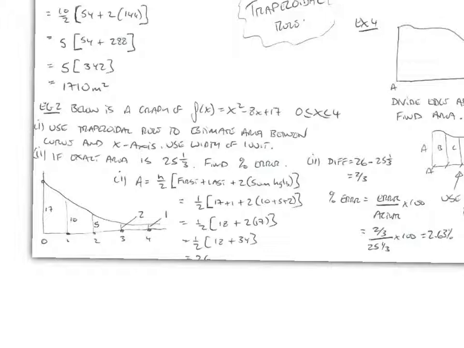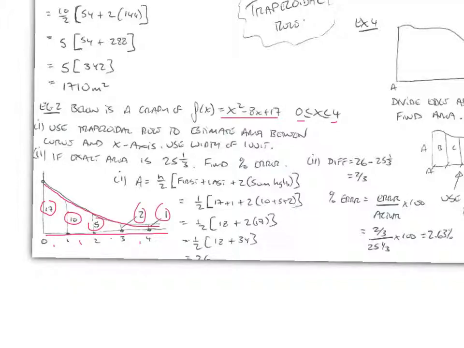Here's the second example. Below is a graph of the function f of x equals x squared minus 8x plus 17 in the domain x greater than or equal to 0 and less than or equal to 4. The question is, use the trapezoidal rule to estimate the area between the curve and the x-axis, using a width of 1 unit. So there are our 1 units here: 0 to 1, 1 to 2, 2 to 3, 3 to 4. So h in our formula is equal to 1, and we have the heights here: 17, 10, 5, 2 and 1.